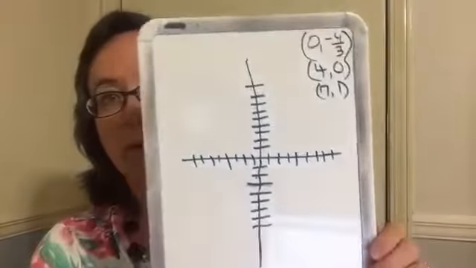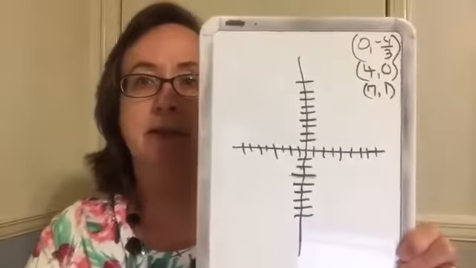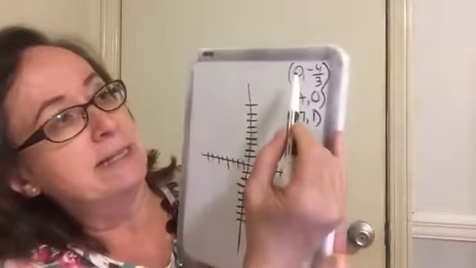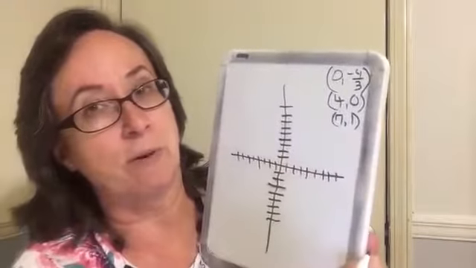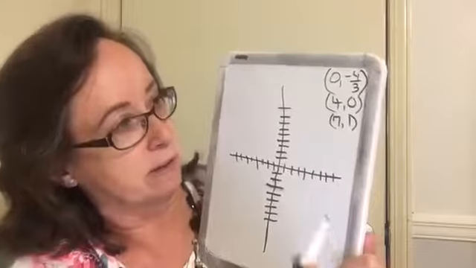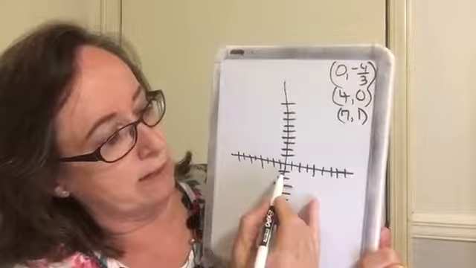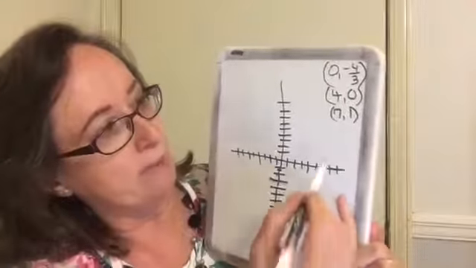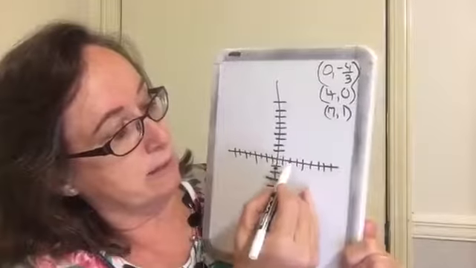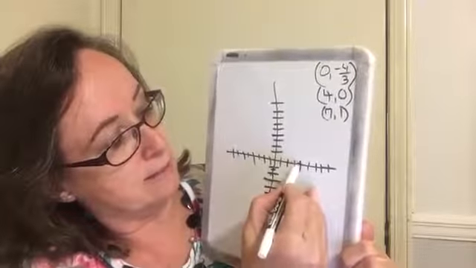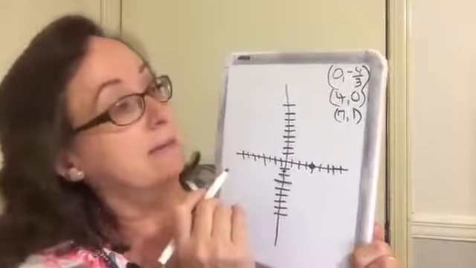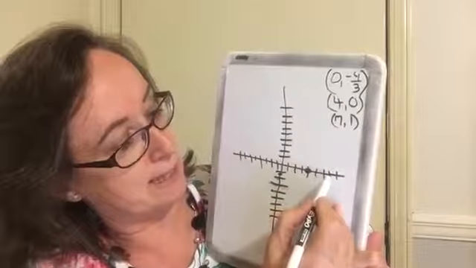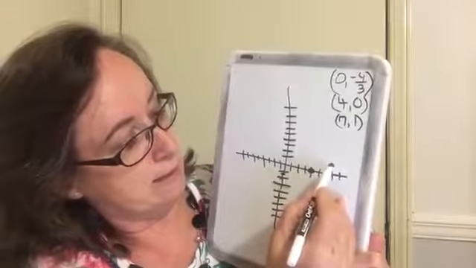So here are my 3 points written on a board. Oops, I didn't realize my line was so crooked, but hopefully you can get the right idea. And 0, negative 4/3. Now negative 4/3 is negative 1 1/3. So here's 0, negative 1, and we'll put it about right there. Okay, and then 4, 0 is going to go over 4 and 0. And then the last one is 7, 1. So 1, 2, 3, 4, 5, 6, 7, 1.